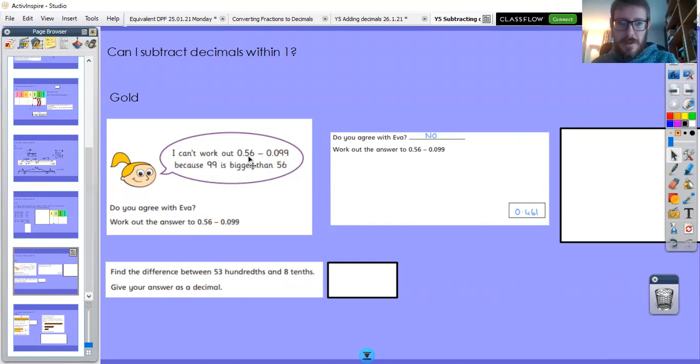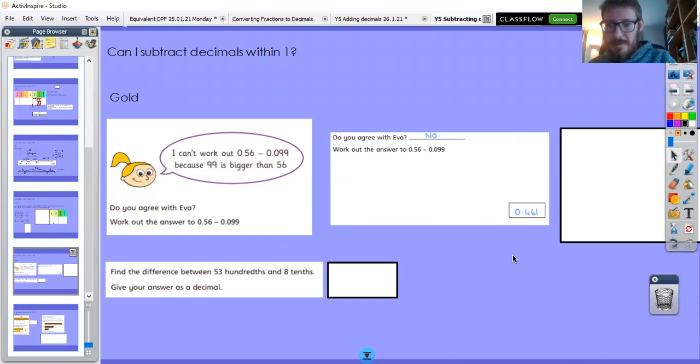And we know that this 5 is in the 10th place and this 6 is in the 100th place. But that 5 means that this number, 0.56, is much, much larger than 0.099. This number doesn't have any tenths. So just because 99 is bigger than 56, we're not talking about 99 and 56. We're talking about 0.56 and 0.099. Just because 9s are bigger than 5s and 6s, it depends which place value that place is in. So no, we don't agree with either.